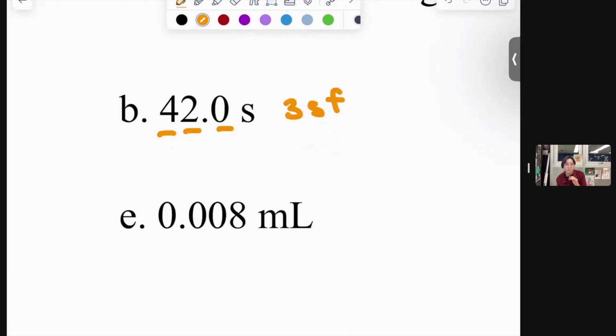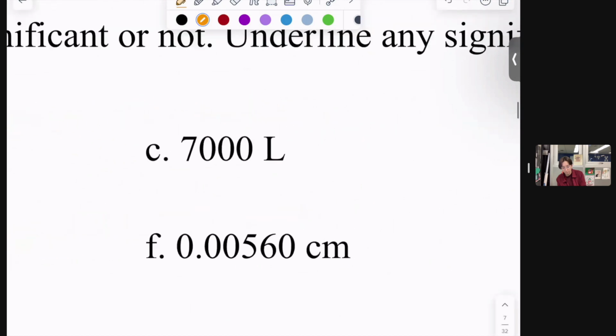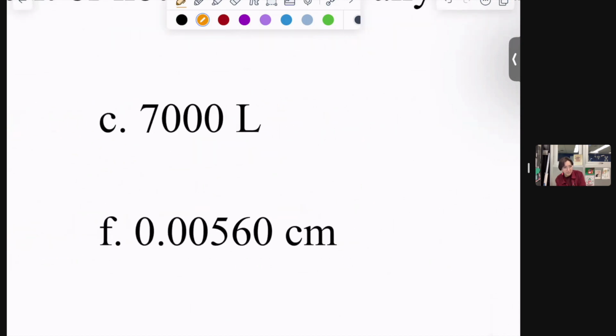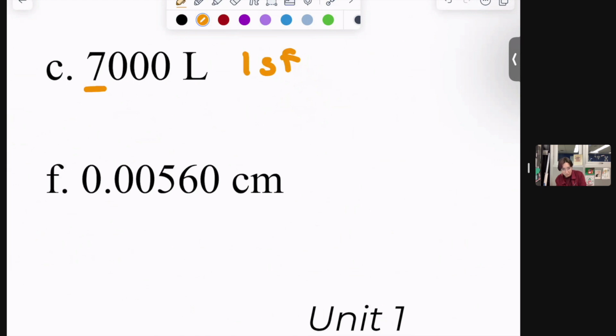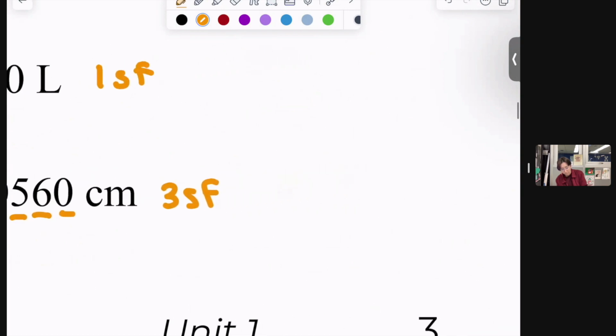Leading zeros, zeros before the number ever starts, don't count. Not a part of the number, not a part of precision. Just 1 significant figure. Ending zeros, but no decimal. Just 1 significant figure. Leading zeros don't count. Non-zeros always count. Ending zeros, and there's a decimal place, counts. Okay.